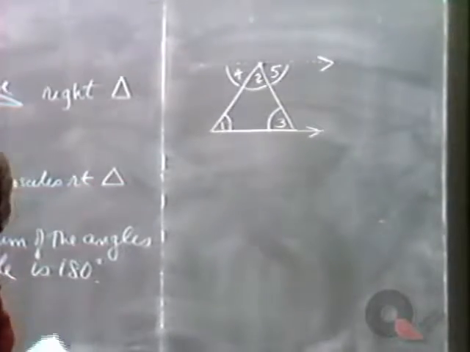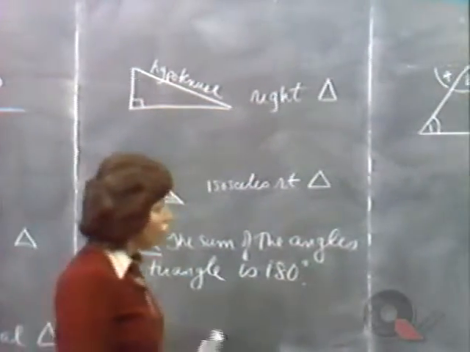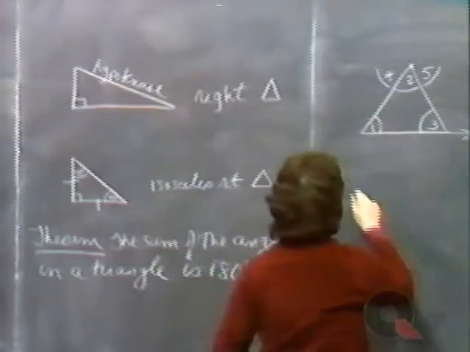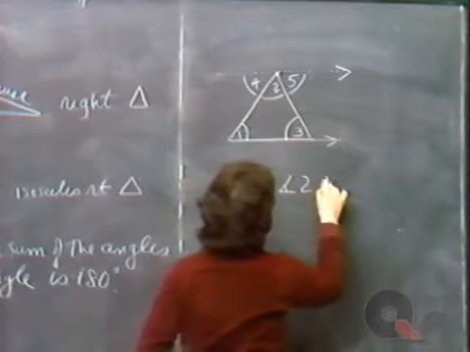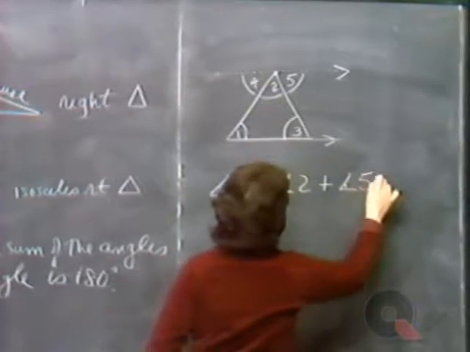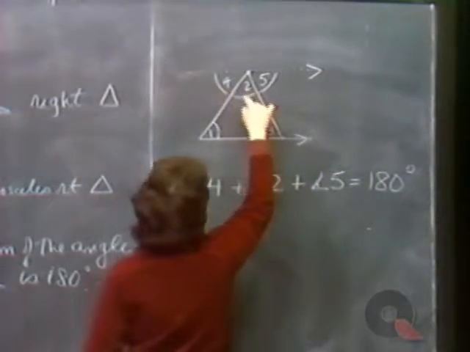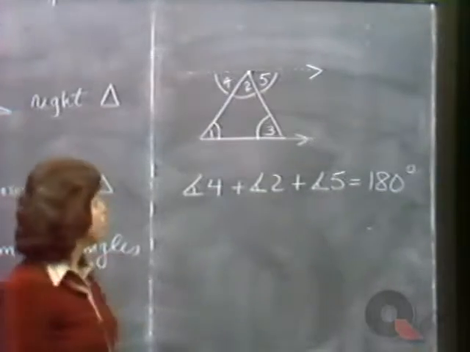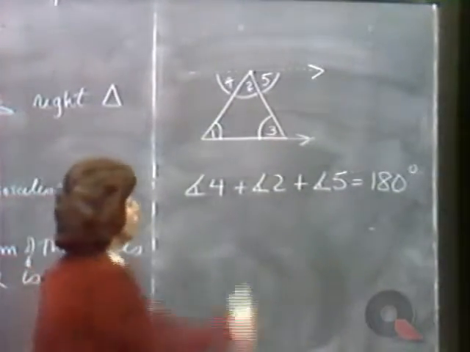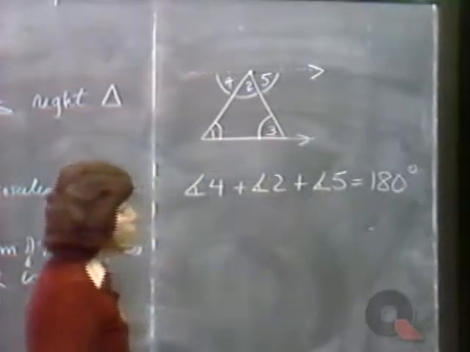Okay, now we're trying to prove that the sum of the angles in a triangle, any triangle, is 180 degrees. We start by saying that angle 4 plus angle 2 plus angle 5 sum to 180 degrees. This is true because angles 4, 2, and 5 together form a straight angle, one which has degree measure 180 degrees.